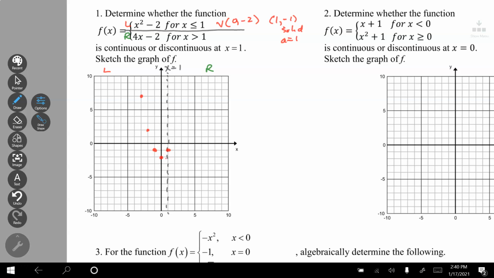So I went over 1 square. 1 squared is 1 times 1 is 1. It says including 1, so I made it a solid dot. It's a buddy point. I went from the vertex.